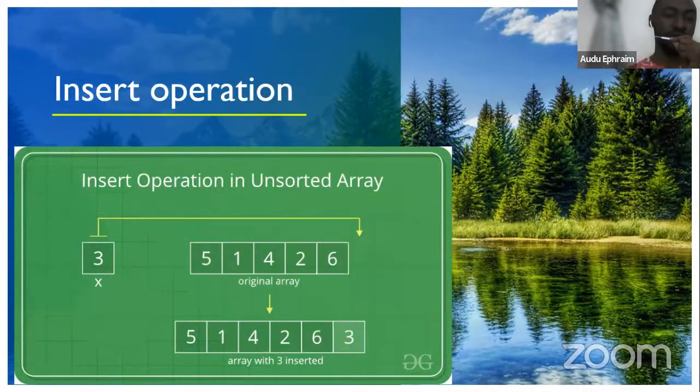Insert means inserting a new value into the array that wasn't initially in the array. But in sorted arrays, you have to put this value where it's supposed to be. Let's say in this case, you have 1, 2, 4, 5, 6. Now you need to put in 3 between 2 and 4. You can't just put 3 at the end of the array. That would be wrong. But in an unsorted array, you can just put it at the back and you are good to go.